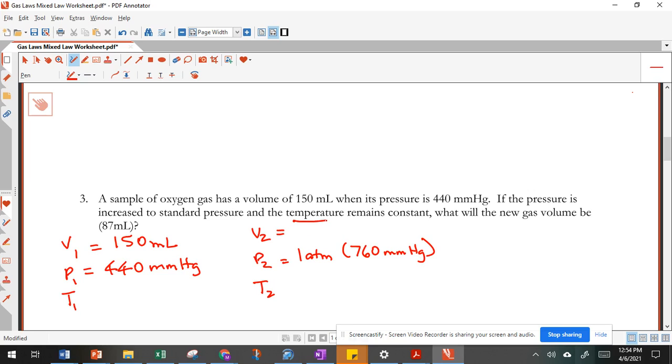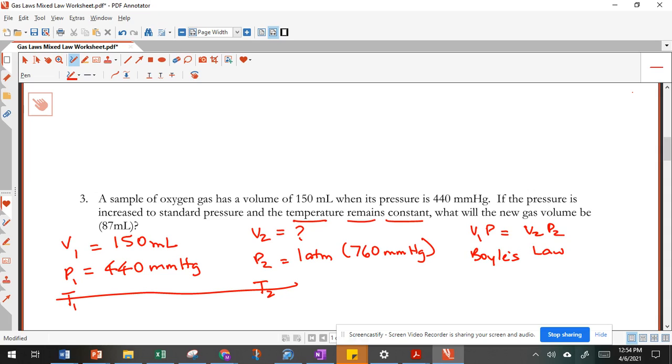It's telling you the temperature remains constant, so we can get rid of the temperature in this table because it's not changing. And then it's asking, what will the new gas volume be? Okay, so we're going to solve. So we see we only have V1, P1 is equal to V2, P2. This is Boyle's Law, so we know we're using Boyle's Law.